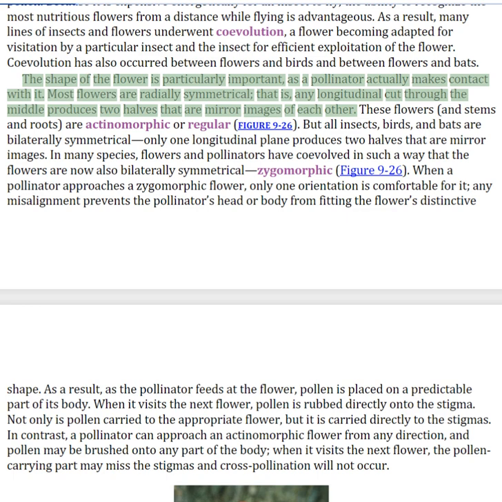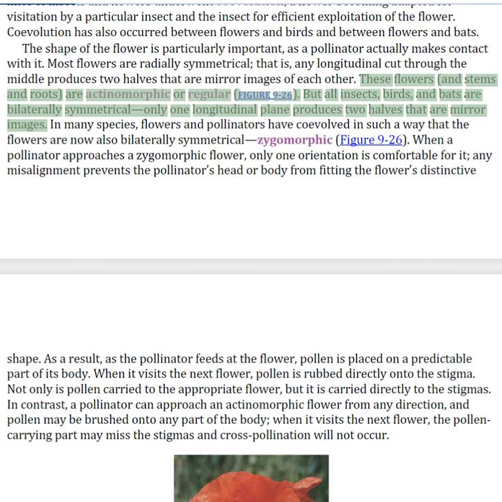The shape of the flower is particularly important, as a pollinator actually makes contact with it. Most flowers are radially symmetrical, that is, any longitudinal cut through the middle produces two halves that are mirror images of each other. These flowers are actinomorphic, or regular. But all insects, birds, and bats are bilaterally symmetrical. Only one longitudinal plane produces two halves that are mirror images.